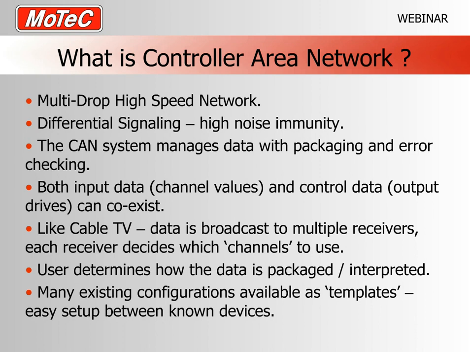CAN uses differential signaling, and what that means is that it allows us to have high immunity to things like RF interference, which typically comes from things like magnetos and other ignition system devices on most vehicles. So differential signaling uses two wires, and it allows you to eliminate most of the noise in your signaling, and that gives you very high speed and very high reliability.